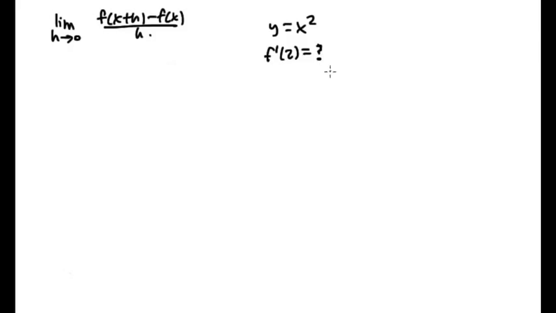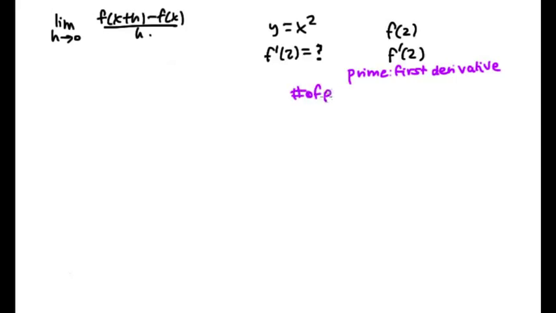And I don't know, maybe I shouldn't assume so much. So f prime of 2, f of 2 is just the value of that function, right? F of 2, it's simple. So when we add a prime here, we're talking about the first derivative. So prime is first derivative. And in general, the number of primes equals the number of derivatives that we're applying.